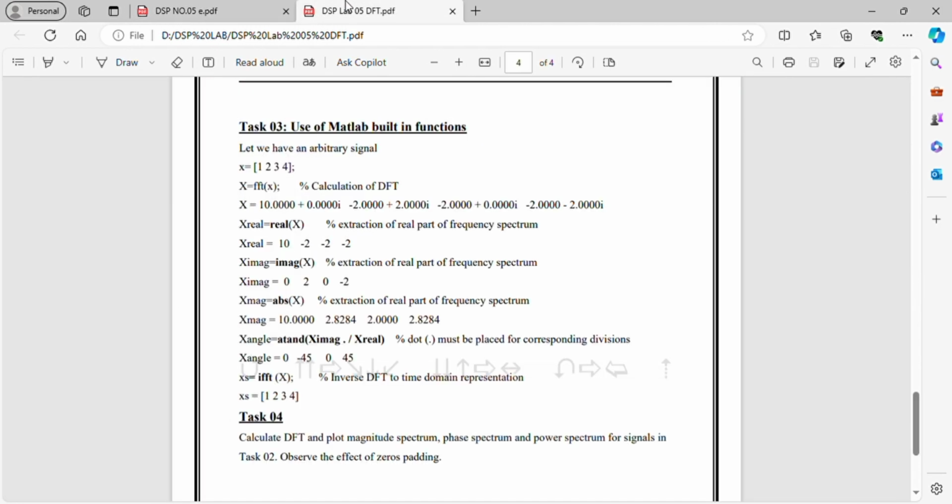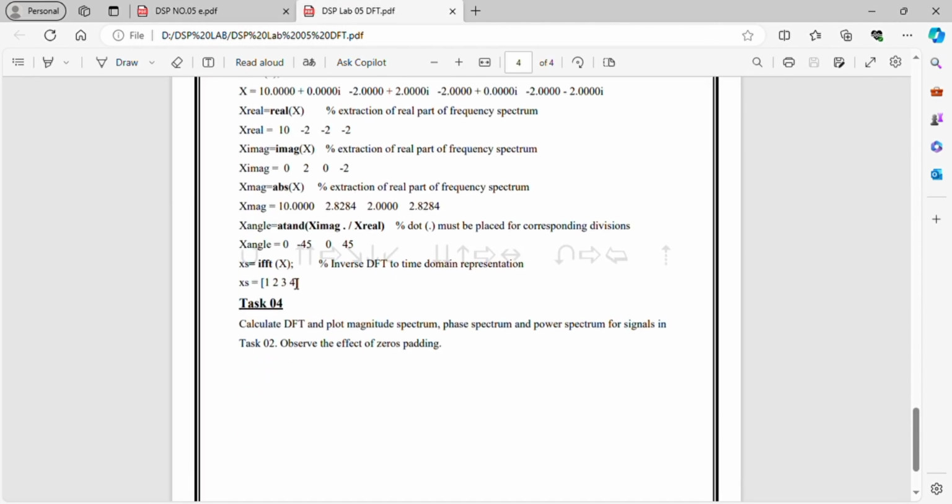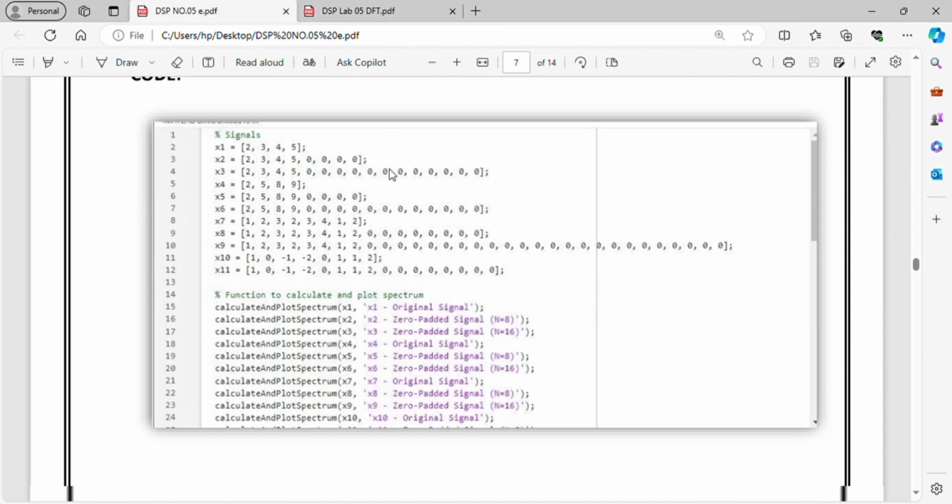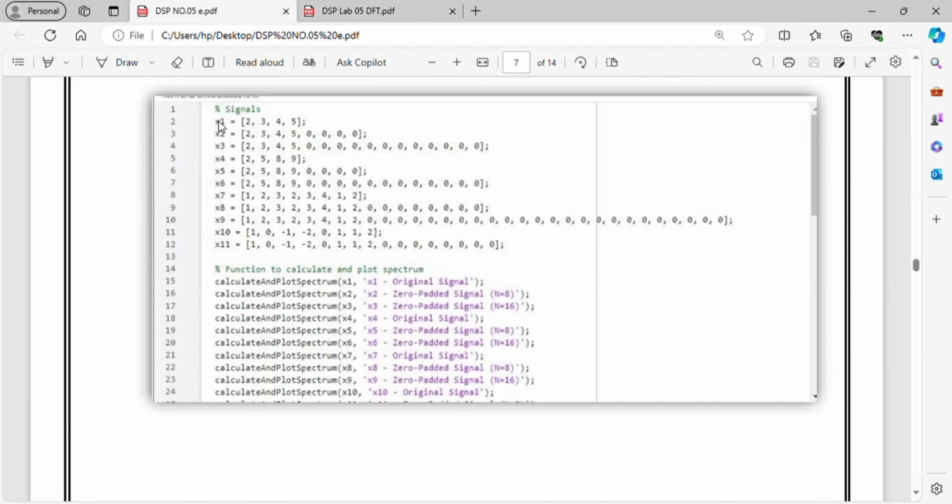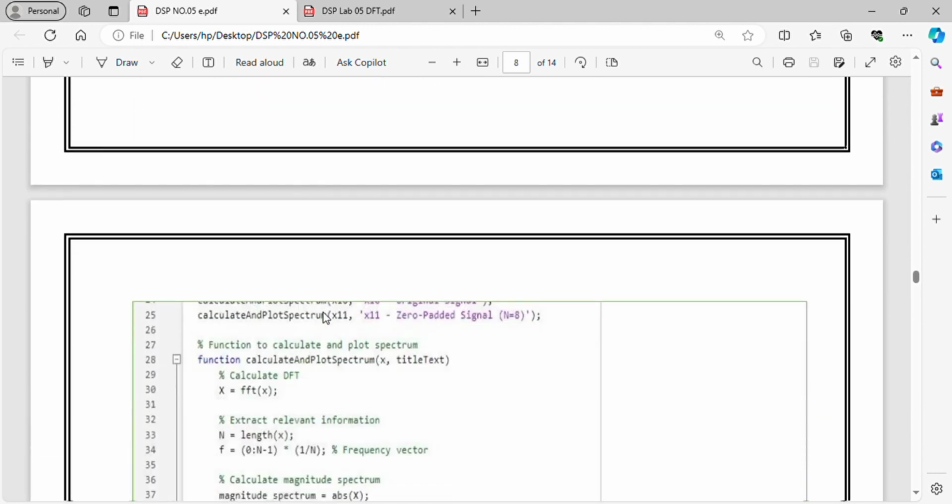In task number 4, calculate the DFT and plot the magnitude spectrum, phase spectrum, and power spectrum for the signals in the task to observe the effect of zero padding. In this task, we calculate three spectrums, the magnitude spectrum, phase spectrum, and power spectrum, for each signal and observe the zero padding. So the signals are given from x1 to x11. Function to calculate and plot spectrum: calculate and plot spectrum for x1, for x2, and so on up to x11.